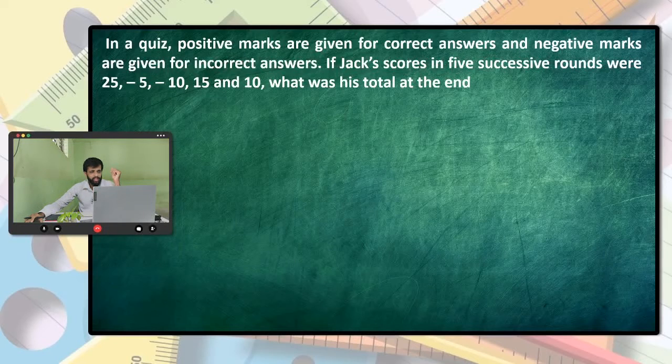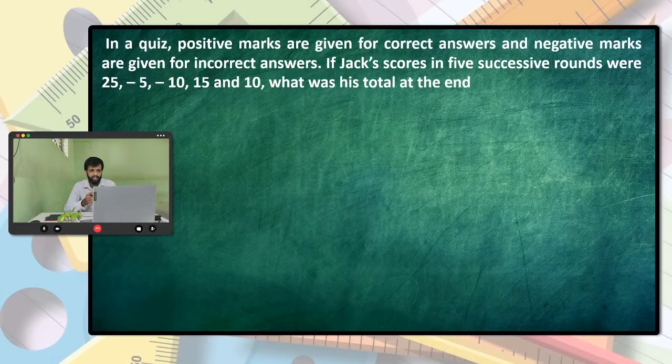In a quiz, positive marks are given for correct answers and negative marks are given for incorrect answers. If Jack's scores in 5 successive rounds were 25, -5, -10, 15 and 10, what was his total at the end?